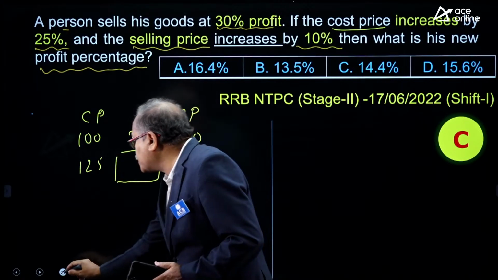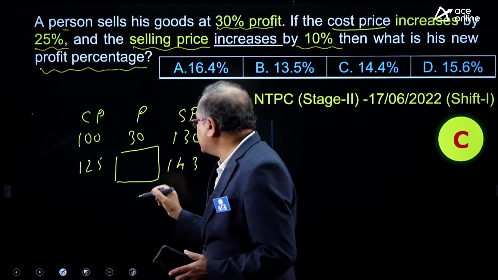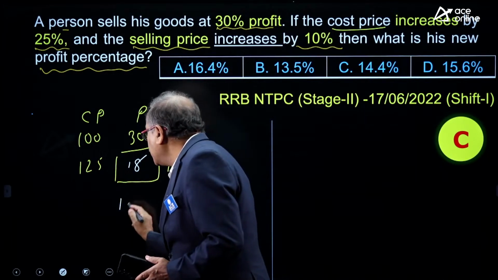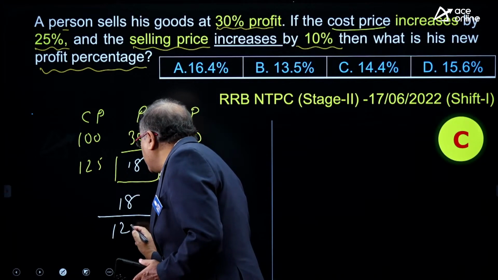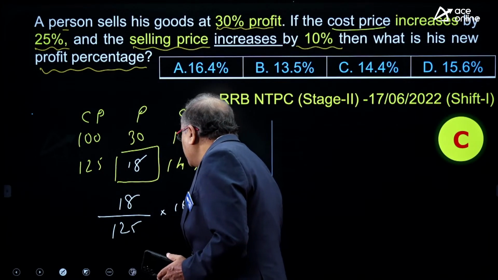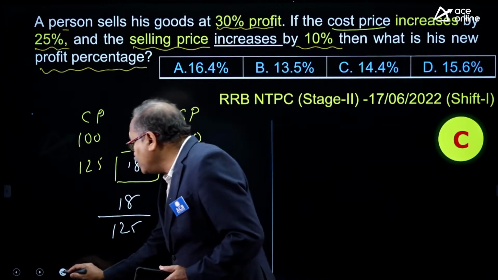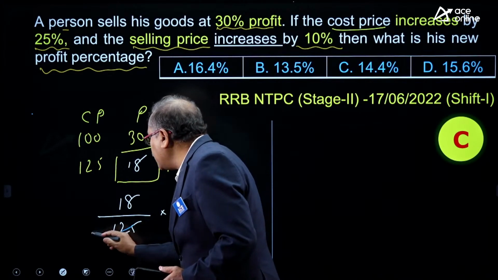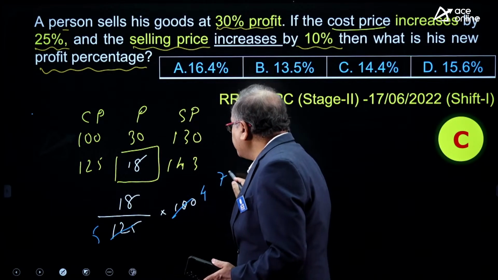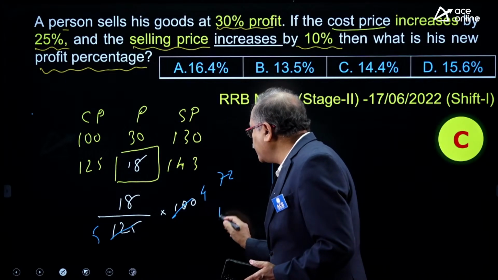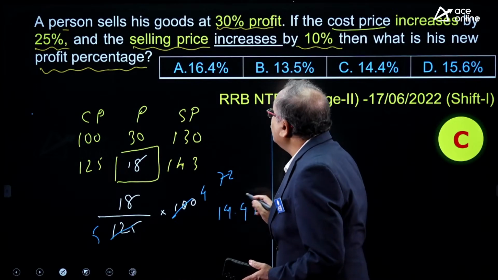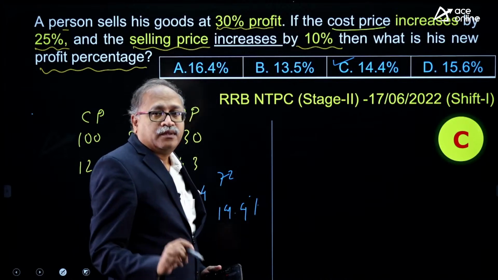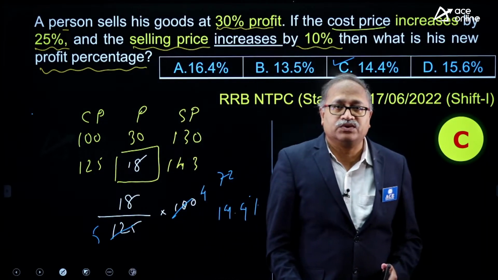So what is the profit? Selling price minus cost price. I am getting the profit, which is nothing but 18. 18 is the profit. What is the new profit percentage? So 18 over 125 into 100, and that's how you complete your calculation here. With 25, this is 4 times, and this is 5 times, and this is 72. 72 divided by 5, you are getting 14.4%. And beautifully you said option C. Okay, we will make the alternate approach to this question.